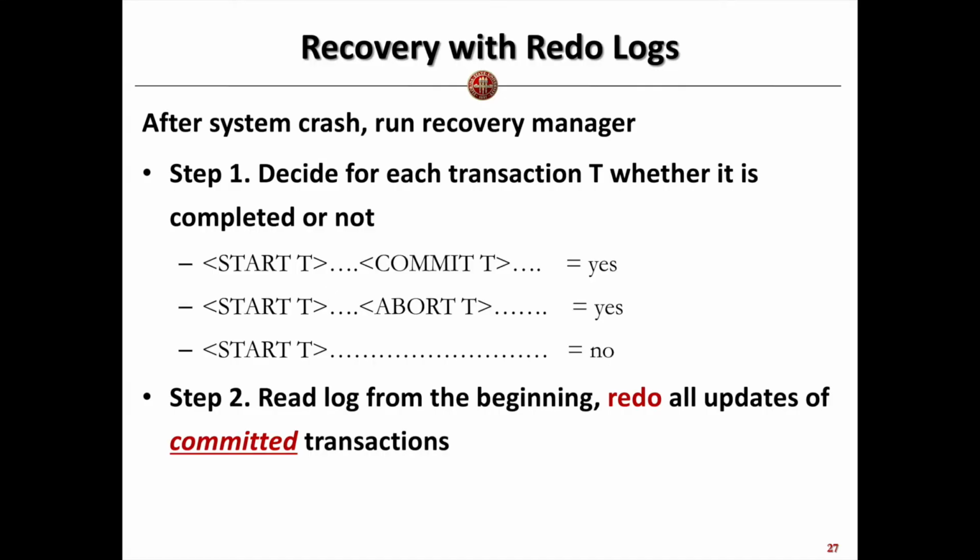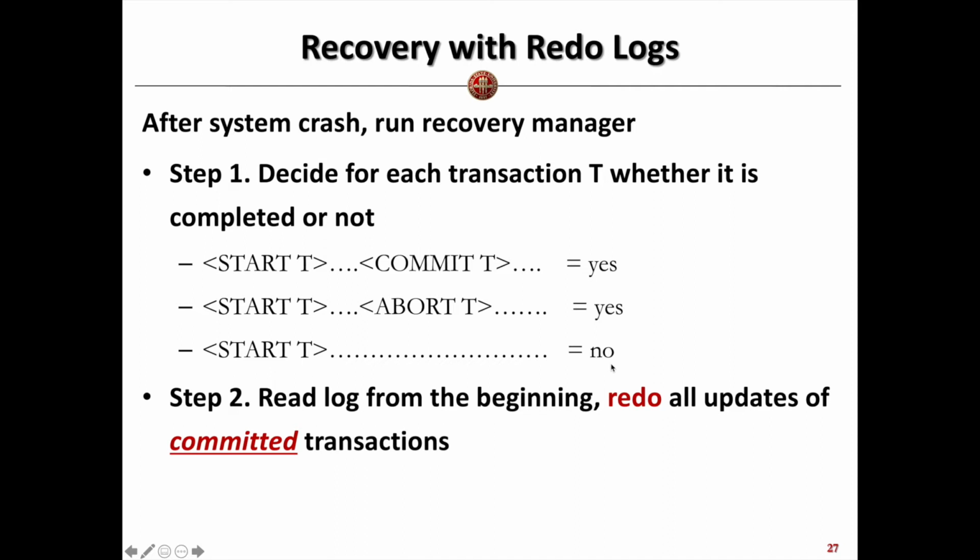So when the system crashes, we also have to rely on these redo logs. After a system crash, we will run a recovery manager, this program. In the program, we have two steps. The first step is to decide for each transaction and mark it as either completed or not. If we see start T and commit T, or start T and abort T, we can mark them as completed. If we only see start T and nothing following that, then we can mark it as incomplete.